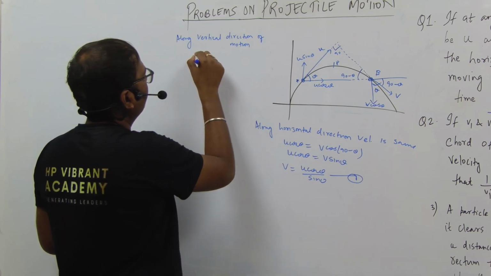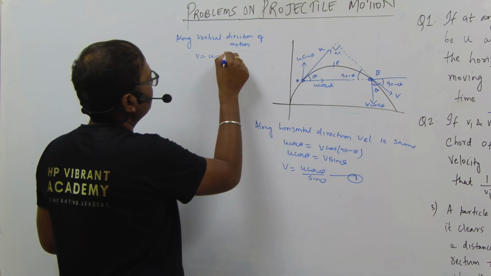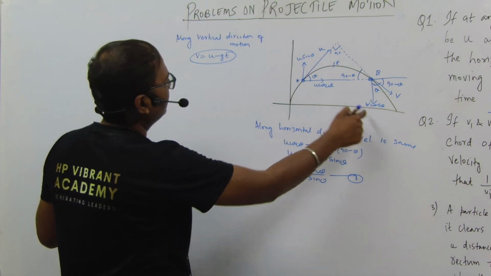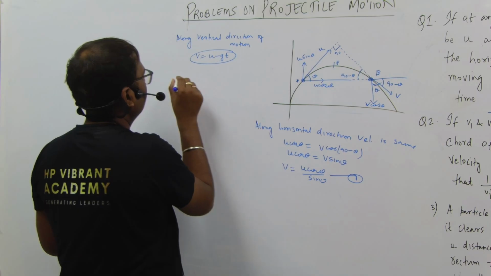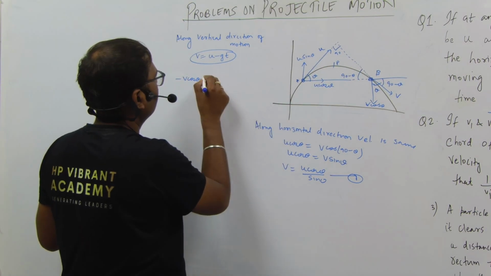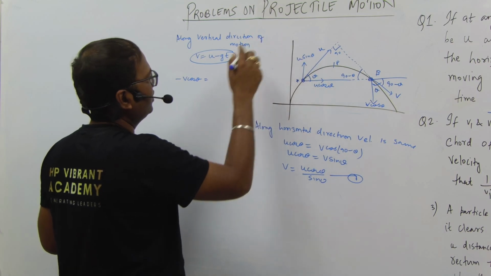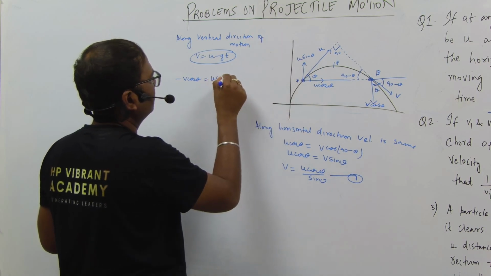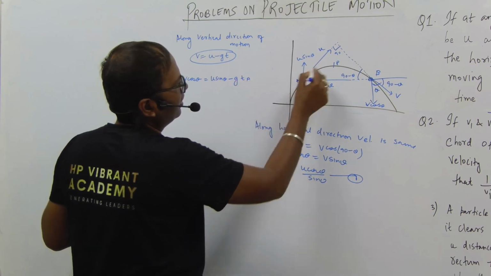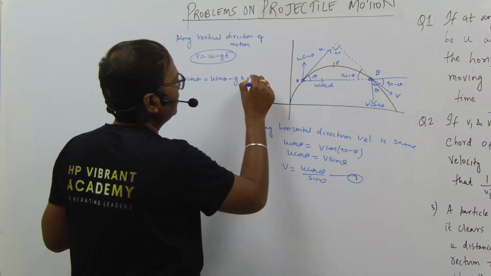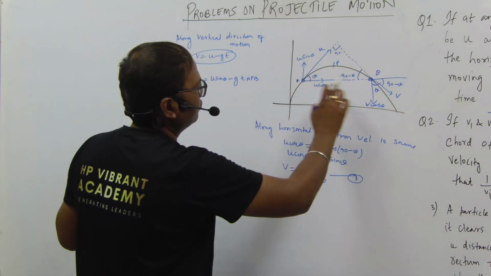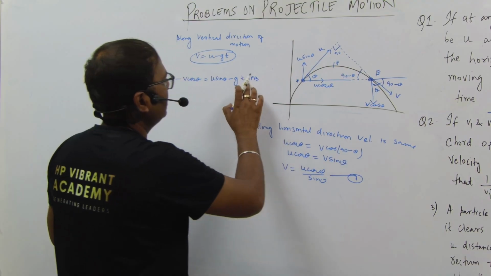v is equal to u minus gt. Along the vertical direction, we have the final velocity as minus v cos theta, because it is in the negative y direction, equal to the initial velocity along the y direction, u sin theta, minus g into the total time t. This path is A, P and B. The total time from A to B is t APB.